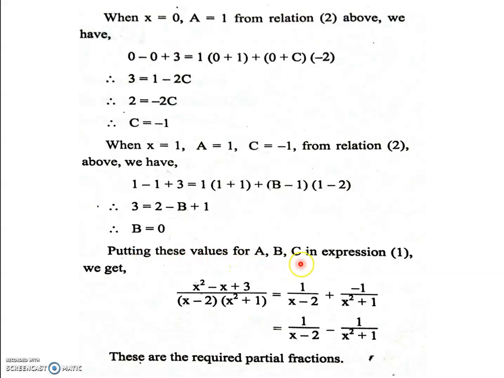Now putting these values for A, B, C, we have the expression x square minus x plus 3 upon (x minus 2)(x square plus 1). What is the value of capital A? 1. Yes, it is right, x minus 2. What is the value of capital B? 0. 0 into anything is 0. What is the value of C? Minus 1. So minus 0 minus 1 upon x square plus 1. If you do not write the zero, then we have to simplify that. Minus 1 into plus 1, it is minus 1 upon x minus 2, minus 1 upon x square plus 1, which is the required partial fraction for this example.